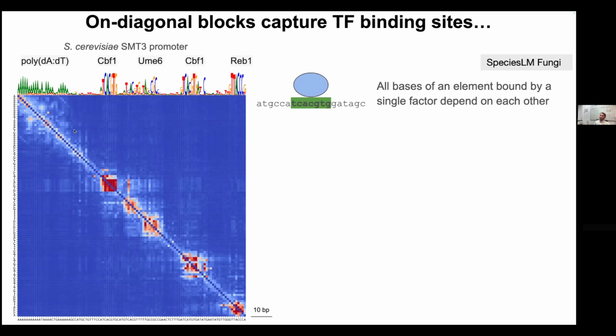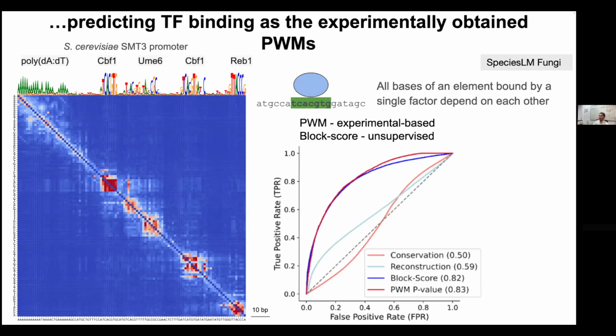and because of this, we thought perhaps we could develop a score, which is the block score, which measures how block-like each position along the diagonal is, how dense the dependencies are. And we use it to classify whether a nucleotide is bound by a transcription factor or not on a data set with the ChIP-seq from multiple transcription factors in yeast. And here is the performance.